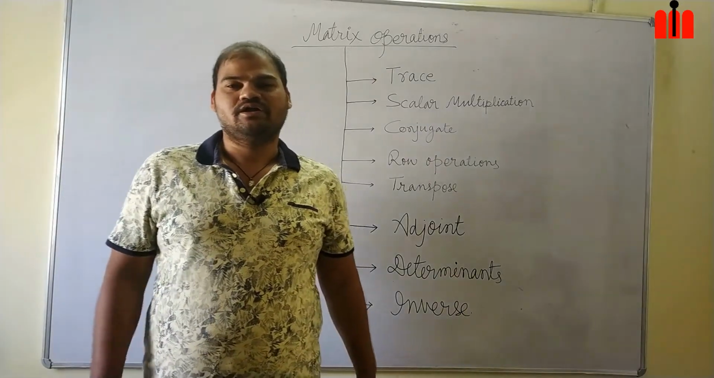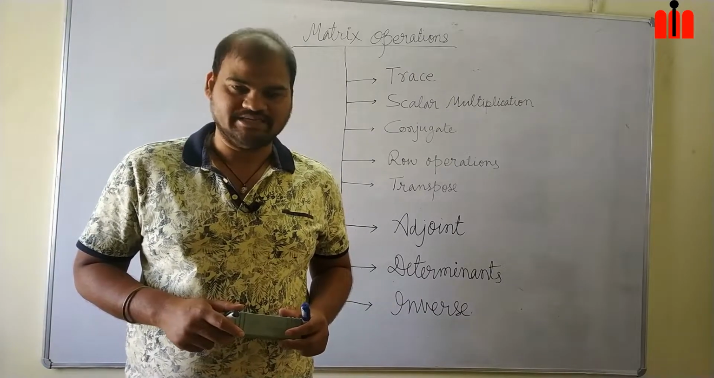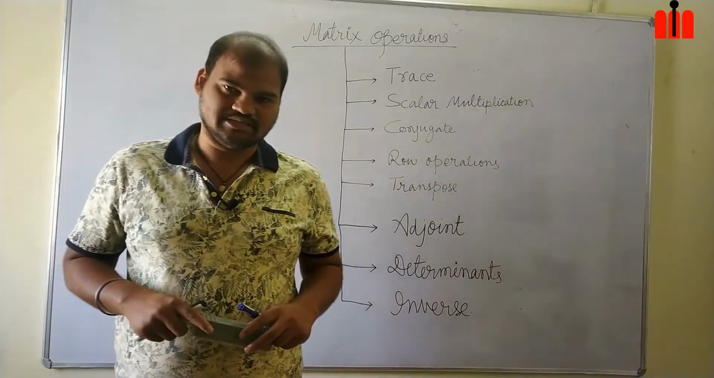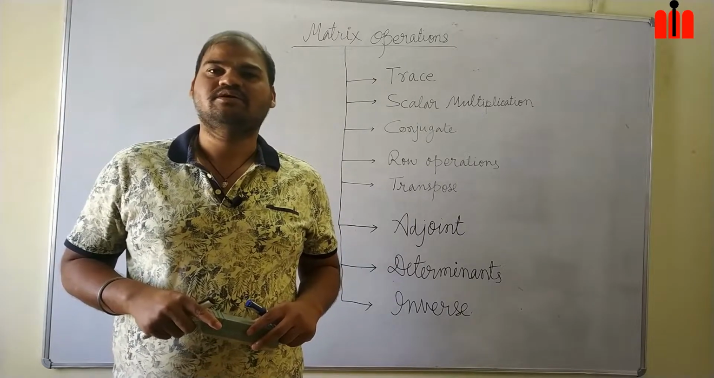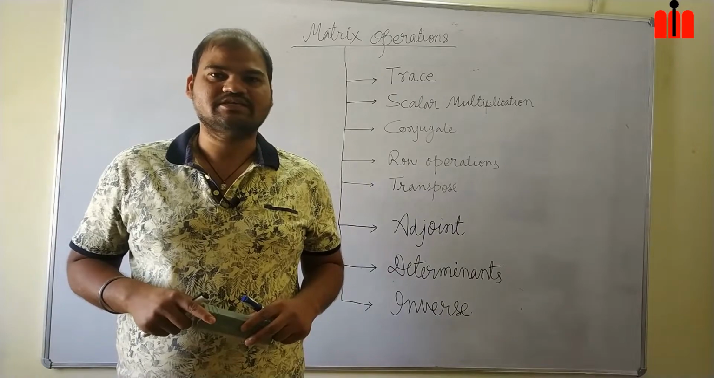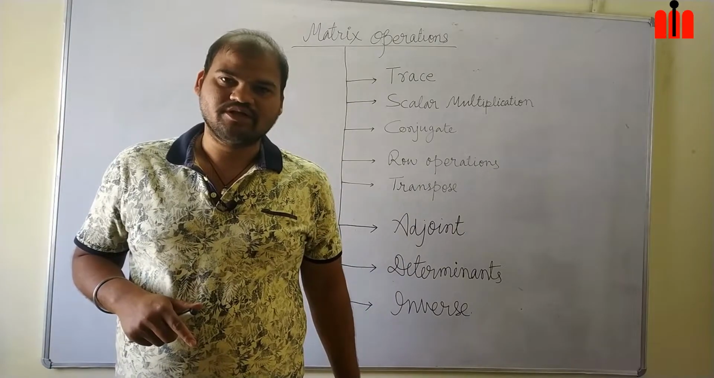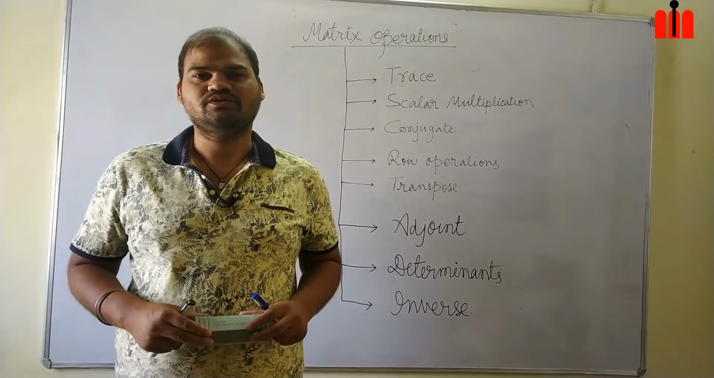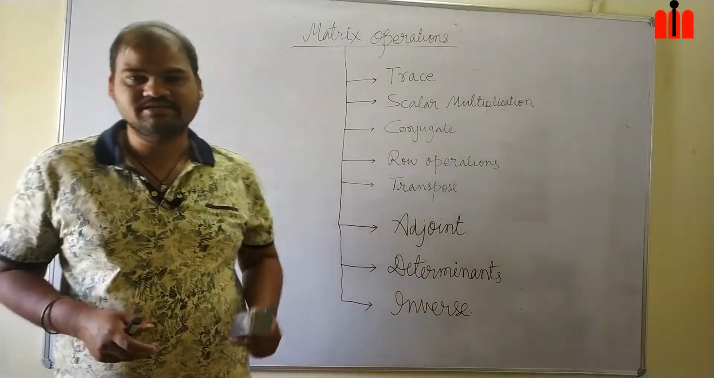Now, we are in the class of matrices. Before this class, we had completed the basics of the matrices. After that, we had done detailed explanation 1, which is about the addition, subtraction and multiplication. Today, we are at detailed explanation class 2 for matrices.